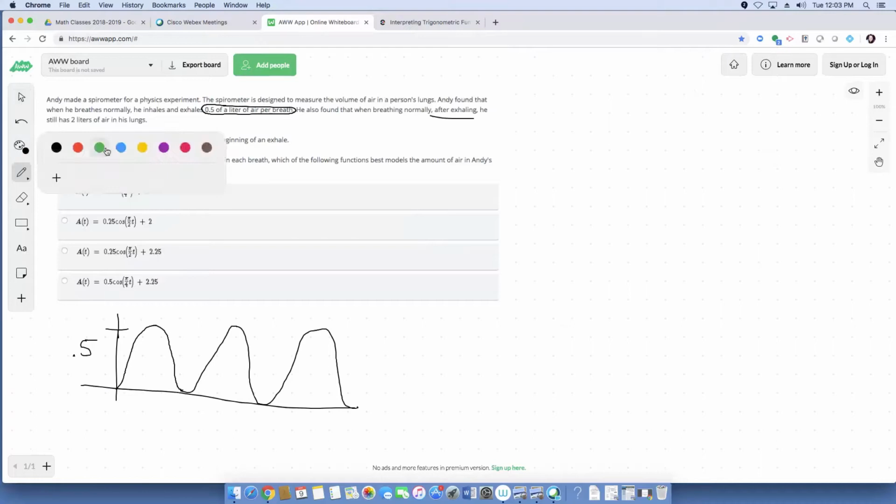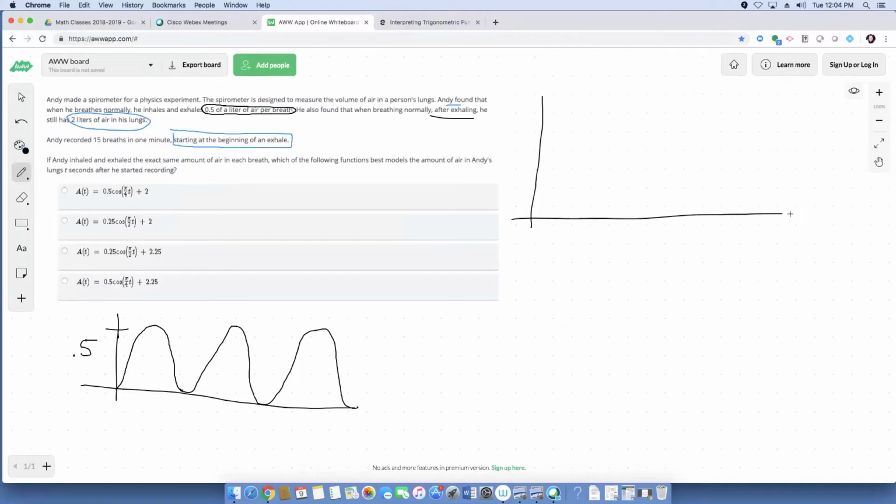Let me underline this right here. 2 liters of air in his lungs, and this is huge, starting at the beginning of an exhale. Beginning of an exhale. Okay. I'm going to rewrite my y and x.